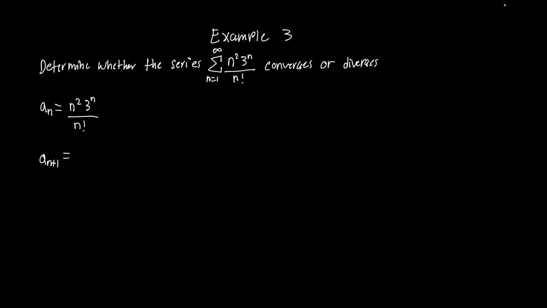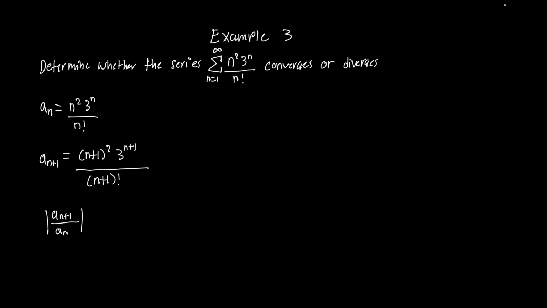So whenever you do the n plus 1, you're just replacing every single n with an n plus 1. So it's going to look like n plus 1 squared times 3 to the n plus 1 over n plus 1 factorial. So now we know the ratio test looks like something like this, right? It's a sub n plus 1 over a sub n, then we take the limits.